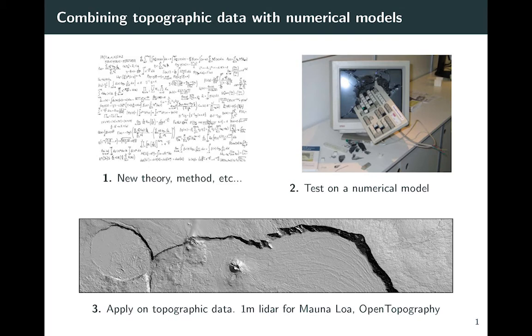And then test it on a numerical model. In this case, I'm going to be talking about a landscape evolution model, which allows us to have an idealized landscape where we fully constrain the history of the landscape. And then once we know that the method is doing exactly what we can expect, then we can apply it to real topographic data.